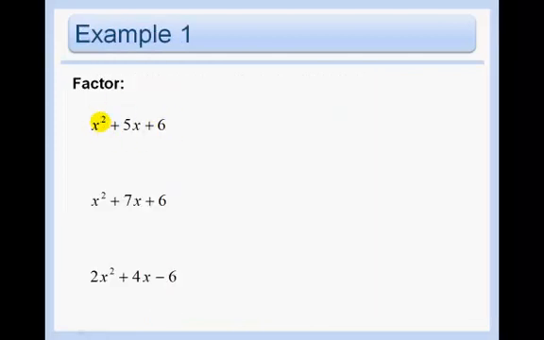Let's do this one. Let's just do it very slowly. Again, first, last, outer, inner, and then we do our signs. Okay, so we have our x and our x. That was our first. Now we need a 6.